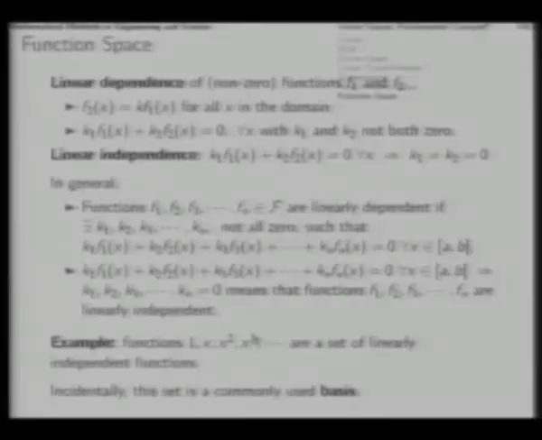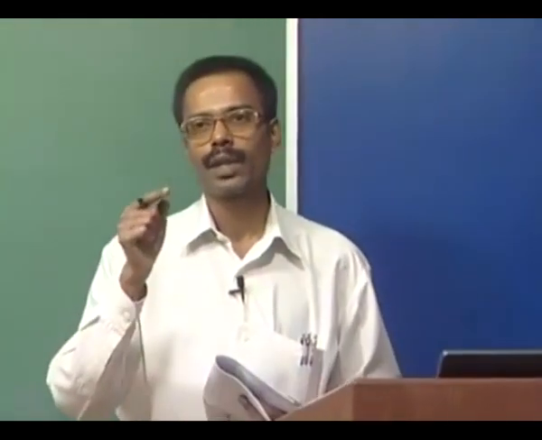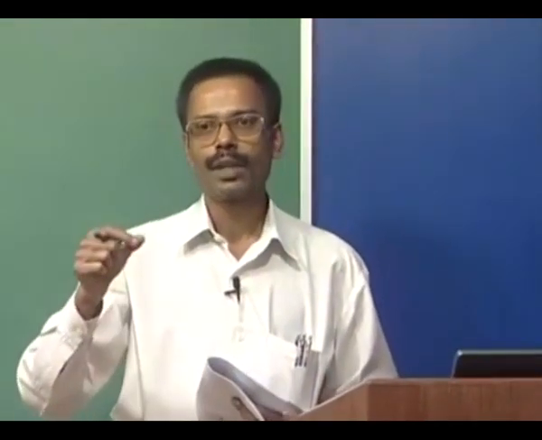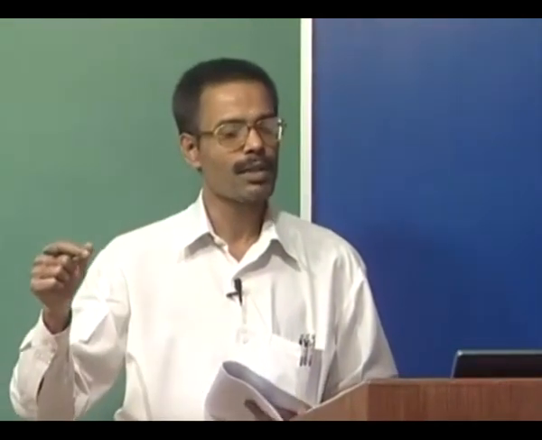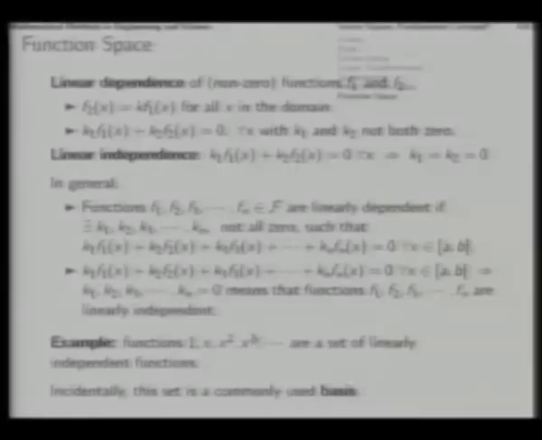So, you see 1, x, x square, x cube, etc. are actually a set of linearly independent functions, and quite often this is used as a basis to describe such functions. For example, when you say that I have taken a function f and we want to describe f(x) as a0 plus a1x plus a2x square plus a3x cube, etc., basically you are using this set of functions as a basis.